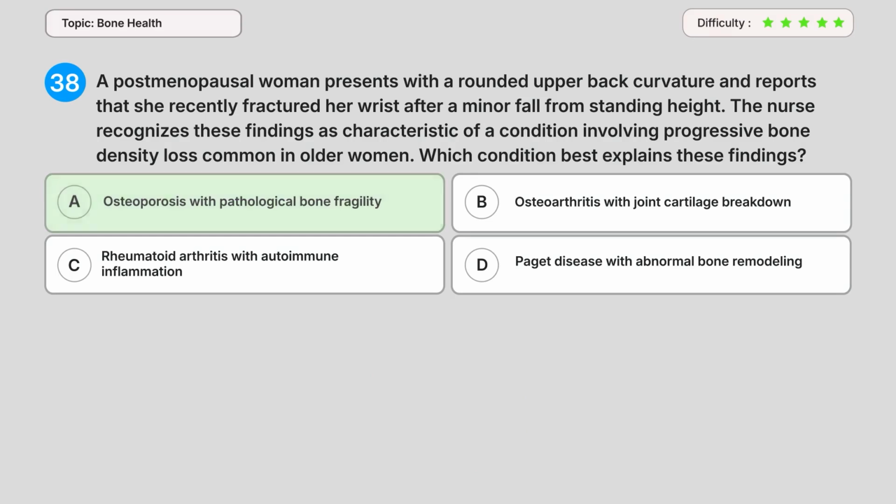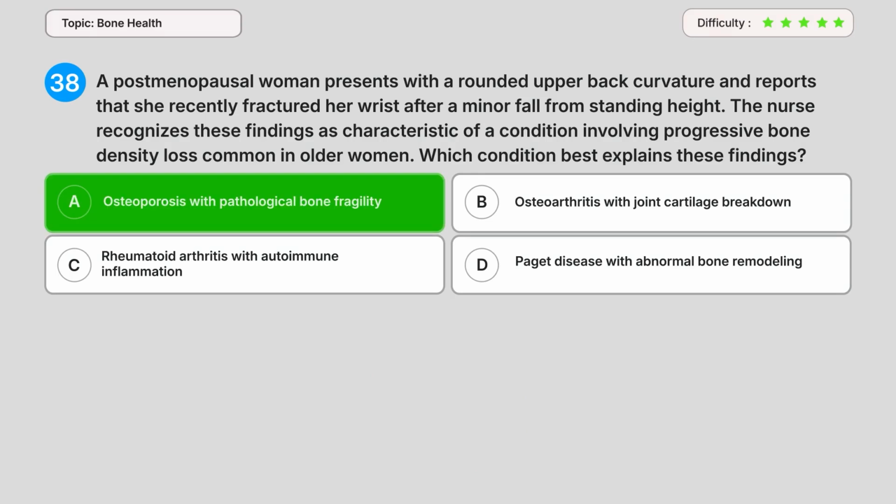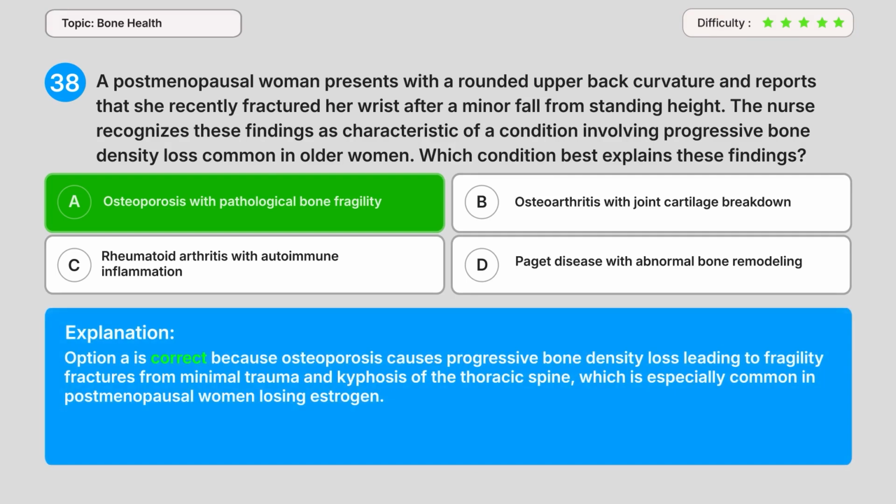Correct answer, A. Osteoporosis with pathological bone fragility. Explanation. Option A is correct because osteoporosis causes progressive bone density loss leading to fragility fractures from minimal trauma and kyphosis of the thoracic spine, which is especially common in postmenopausal women losing estrogen.